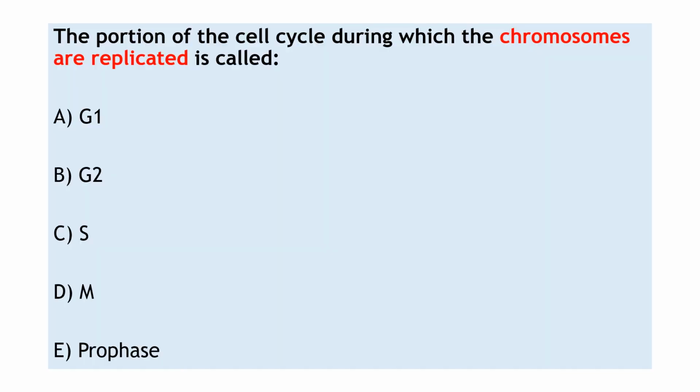Okay, this is another easy question. Let's read it very quickly. The portion of the cell cycle during which the chromosomes are replicated is called. So this is for control, as we said before. This is a phase for control. The M is for mitosis. Prophase 1 is where crossing over takes place, and it is divided in 5 subphases. And the best answer here will be S.